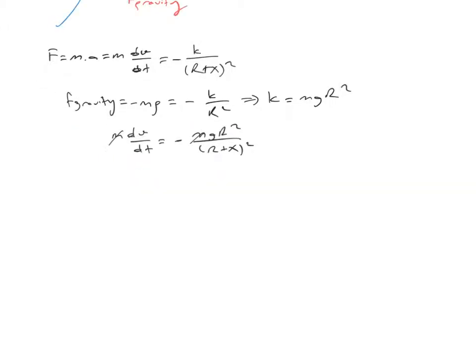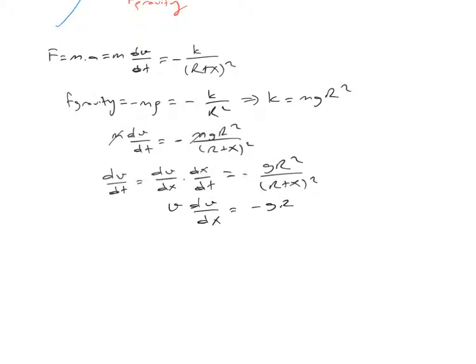There are three variables here. First one is the velocity, second one is the time, and third one is the distance. Let's eliminate one of those variables. dv over dt is equal to dv over dx times dx over dt, and is equal to minus g r squared over (r plus x) squared. dx over dt is equal to v, so v dv over dx is equal to minus g r squared over (r plus x) squared.